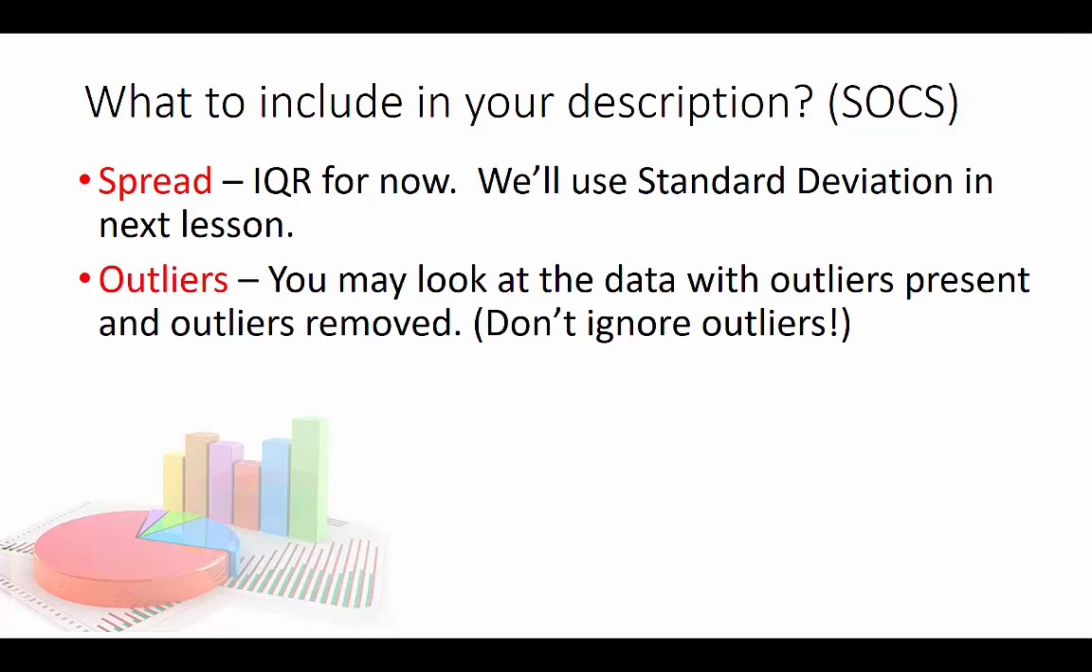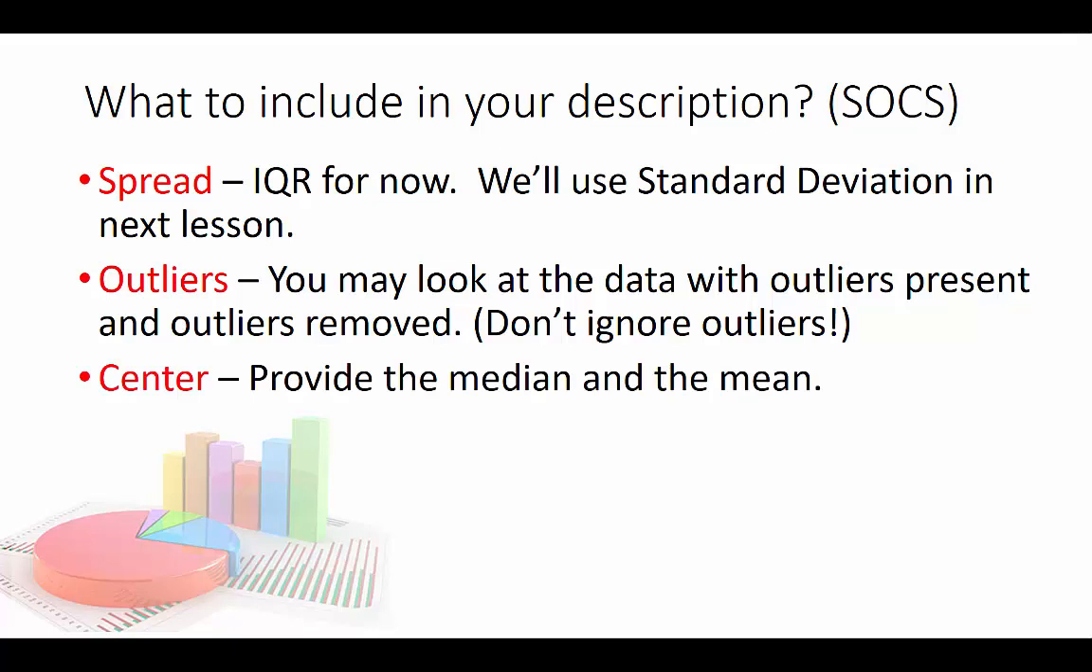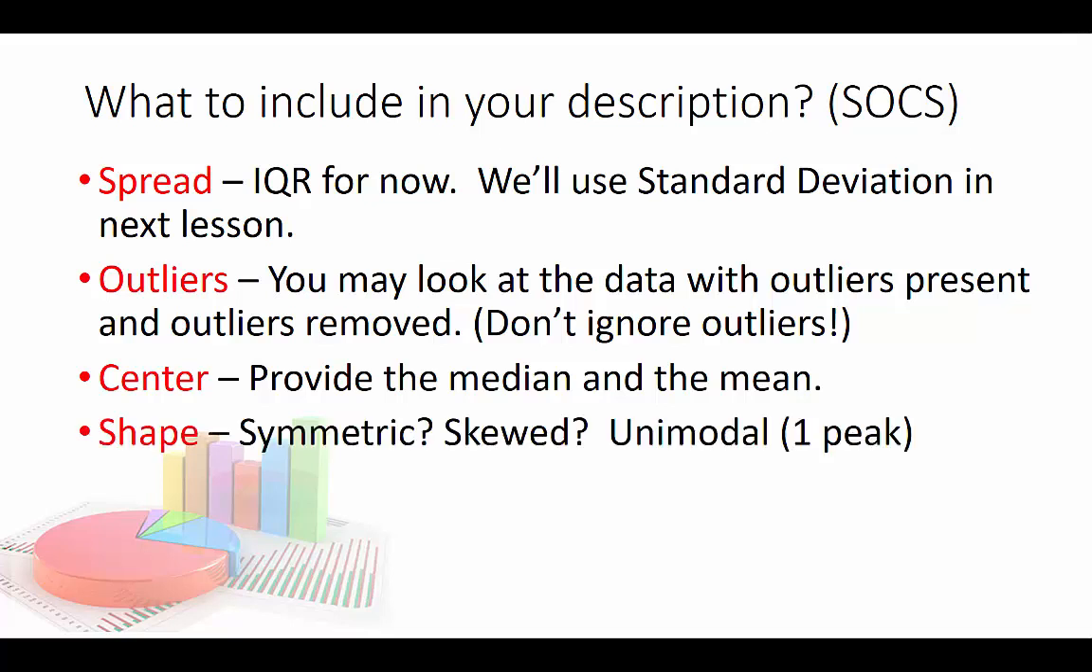Outliers, you need to include outliers when describing data. If there are no outliers, it's pretty easy, say no outliers. But if you do have some, and remember, you can use the IQR times 1.5 rule to figure out if you have outliers. For the center, provide both the median and the mean. There will be times that the median's more appropriate and times that the mean is more appropriate. Usually, if it's symmetric, you can use either one. And then finally, the shape. Is it symmetric? Is it skewed positively or negatively? And hopefully it's unimodal, since that's primarily what we know how to talk about.